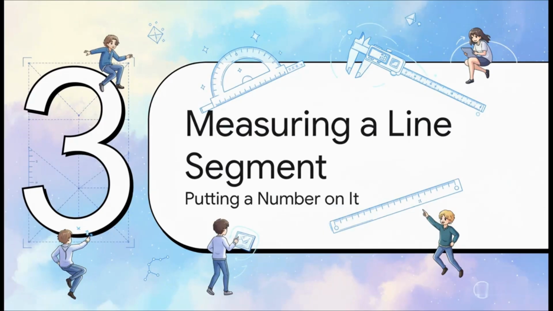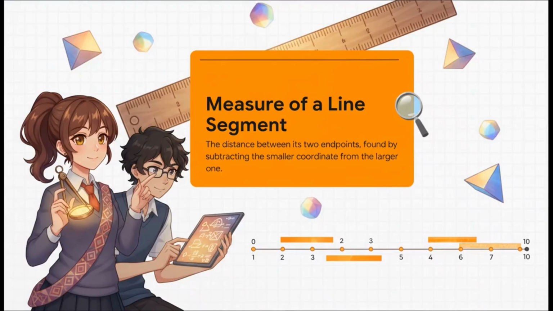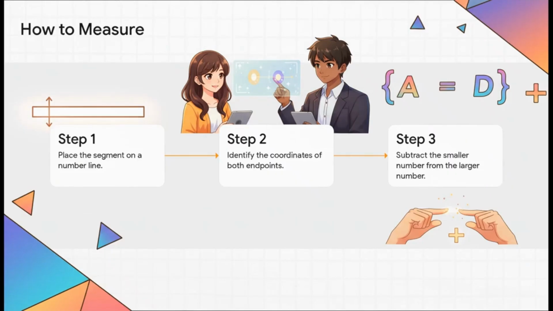Okay, so we've got this line segment. We know it has a length, so how do we actually find out what that length is? Let's take a look. It's actually way easier than you might think. You just need a number line, like a ruler. You find the coordinates for the two endpoints, basically where they are on the ruler, and then you just subtract the smaller number from the bigger one. That's it. So it's just a simple three-step process.